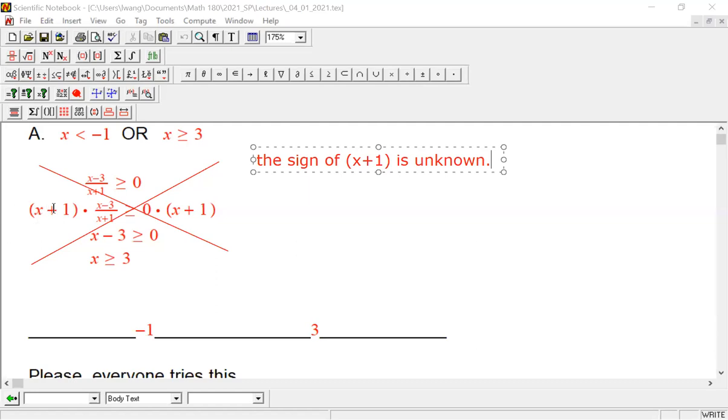So when you multiply x plus 1 on both sides, just like this, without indicating whether x plus 1 is positive or negative, this step is a fatal mistake.